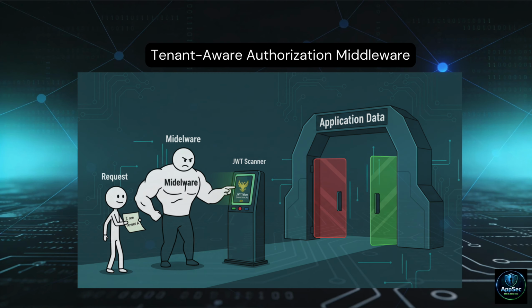Tenant-aware authorization middleware. Never trust the tenant ID from the client. Instead, use middleware to resolve the tenant context from an authenticated session or a secure token like a JWT. This ensures that every request is automatically filtered for the correct tenant.